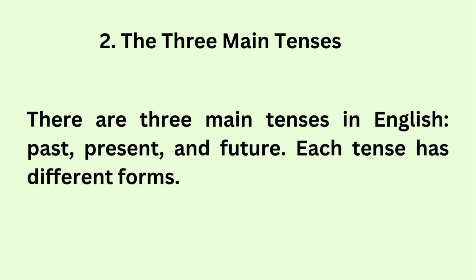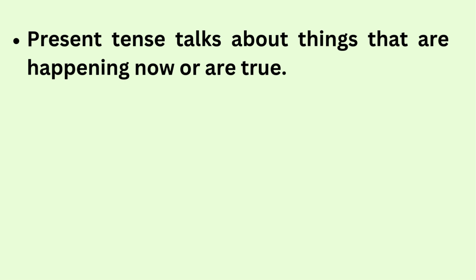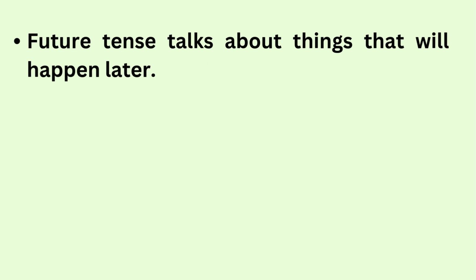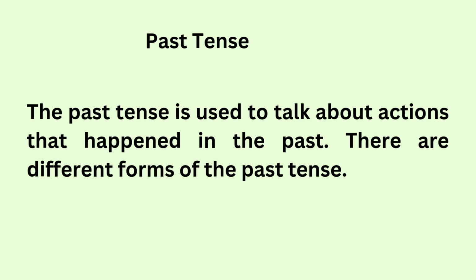2. The three main tenses. There are three main tenses in English: past, present, and future. Each tense has different forms. Past tense talks about things that have already happened. Present tense talks about things that are happening now or are true. Future tense talks about things that will happen later. Let's look at each tense in detail.